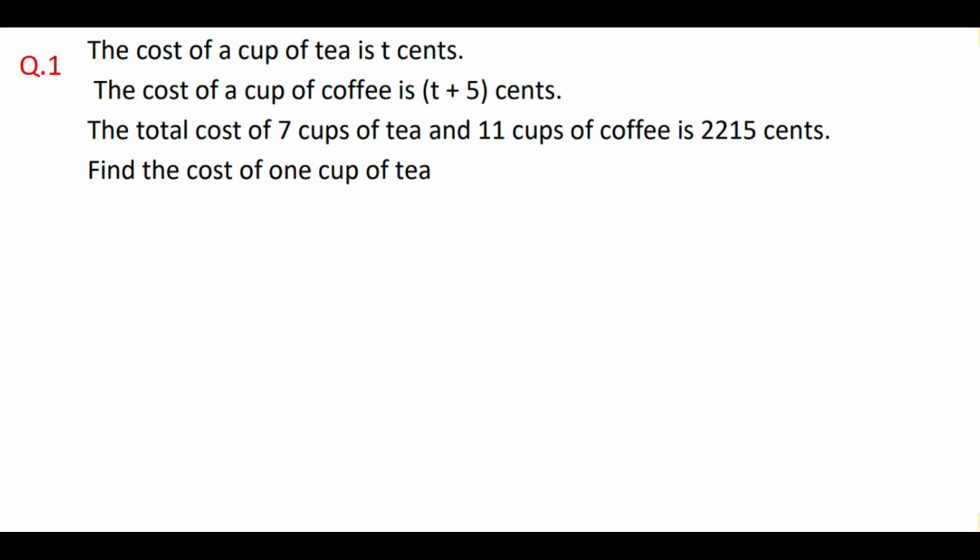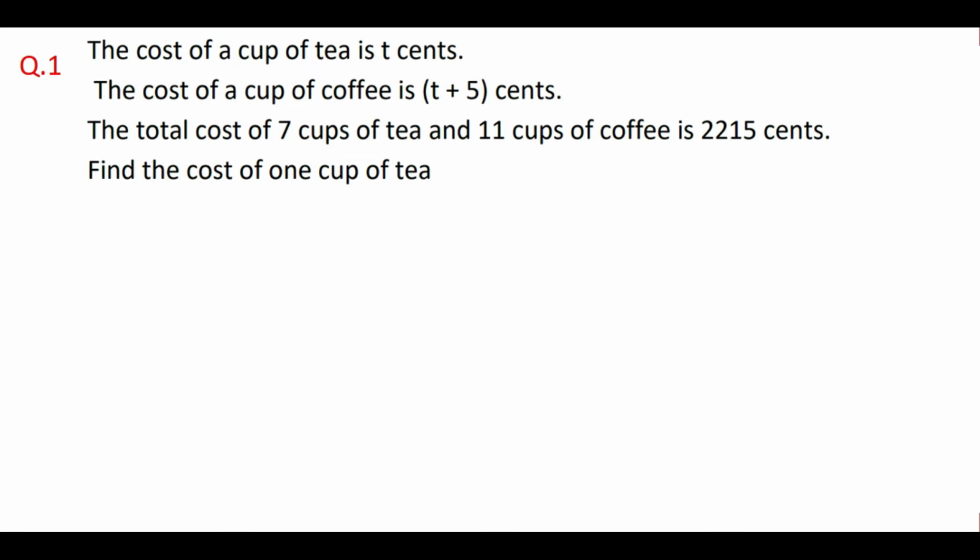Let me read the first question for you. The cost of a cup of tea is T cents. The cost of a cup of coffee is T plus 5 cents. The total cost of 7 cups of tea and 11 cups of coffee is 2,215 cents. Find the cost of 1 cup of tea.